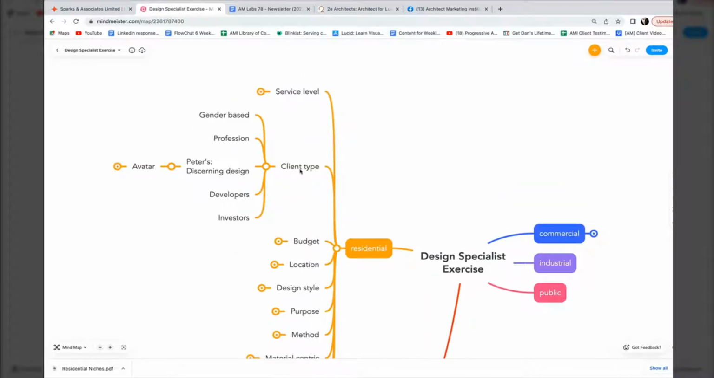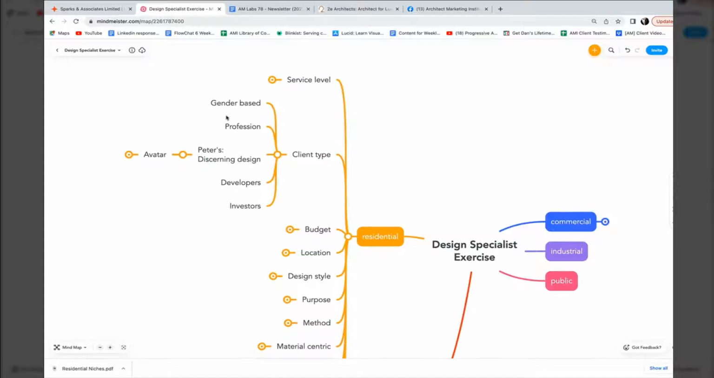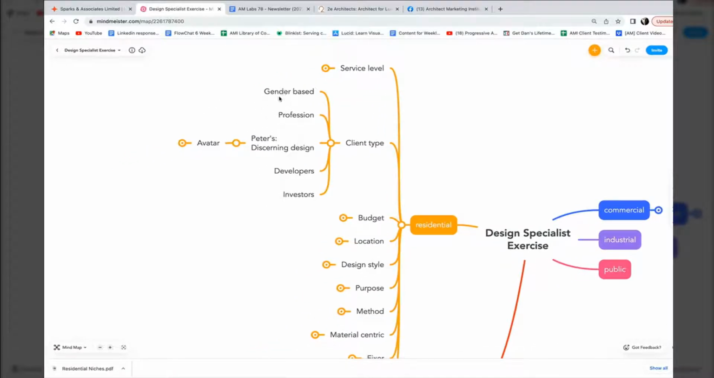Okay, let's go to client type and professionals, developers, investors, gender-based. I specialise in designing houses for women or for gay people, as it doesn't usually work for just men only. It doesn't sort of work for some reason, but you know what I mean. So there's some real estate agents who have been focused just on the LGBT community and they do very well. The guy I'm thinking of. So, I don't know, it's not a normal one, but it helps you to be aware of it.